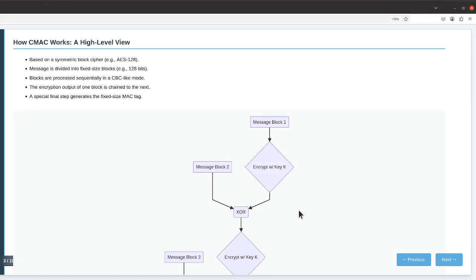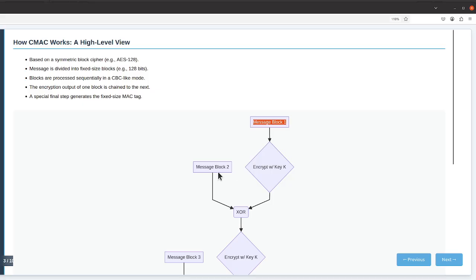How CMAC works: a high-level view. Now let's look at CMAC specifically. The C in CMAC stands for cipher-based, which tells us that it uses a symmetric block cipher, like the Advanced Encryption Standard, AES, as its core engine. This is different from other MACs like HMAC, which use hash functions. Here is the process at a high level. First, the message is broken down into fixed-size blocks that match the block size of the cipher, for instance, 128 bits for AES.